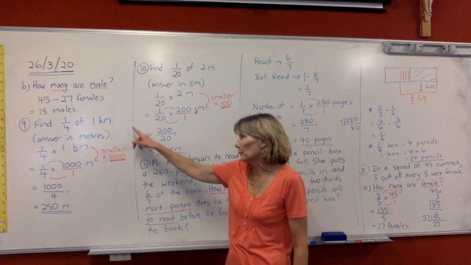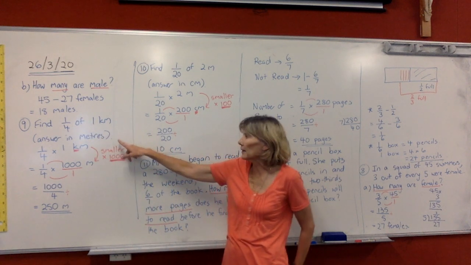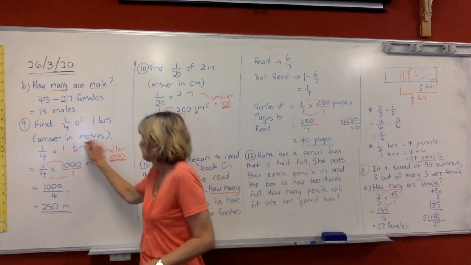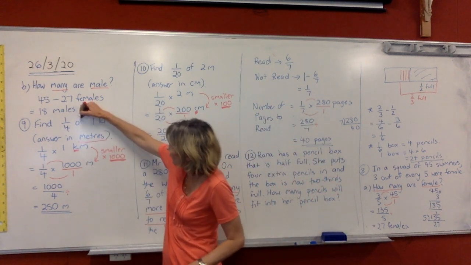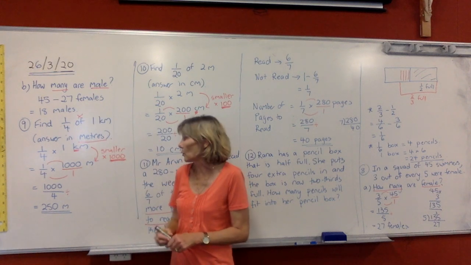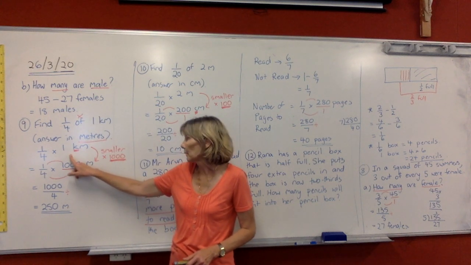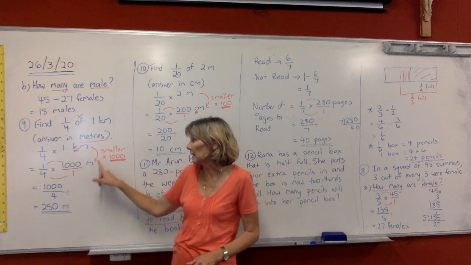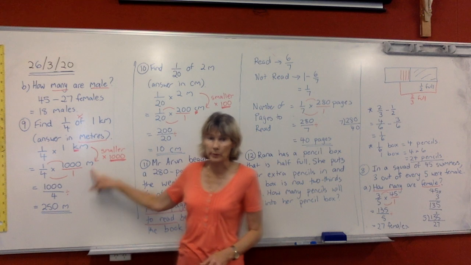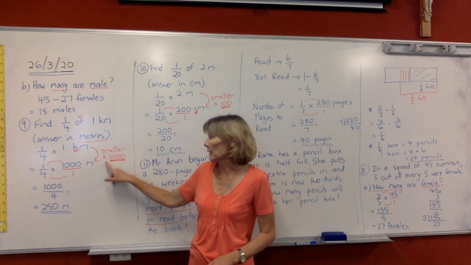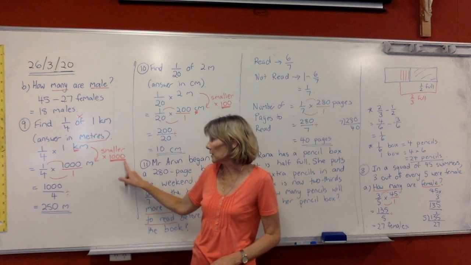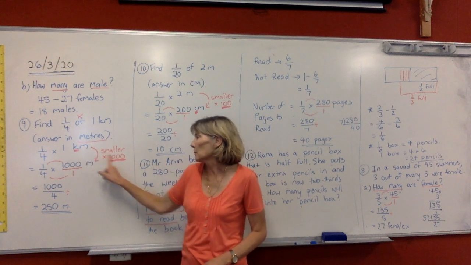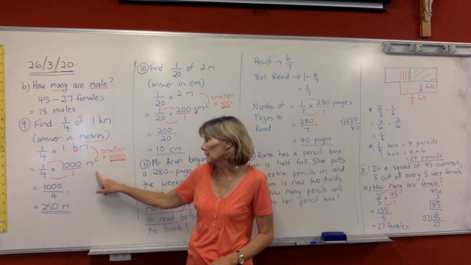Okay, the next question. We're doing find a quarter of a kilometre. The answer must be in metres. So we're going to start with of meaning times. So it's a quarter times 1 kilometre. We're going to change this to metres because the answer has to be in metres. So when we go from kilometres to metres, we're going to a smaller unit. So we're going to times by 1,000 because the prefix kilo means 1,000. So 1 times 1,000 will give you 1,000 metres.